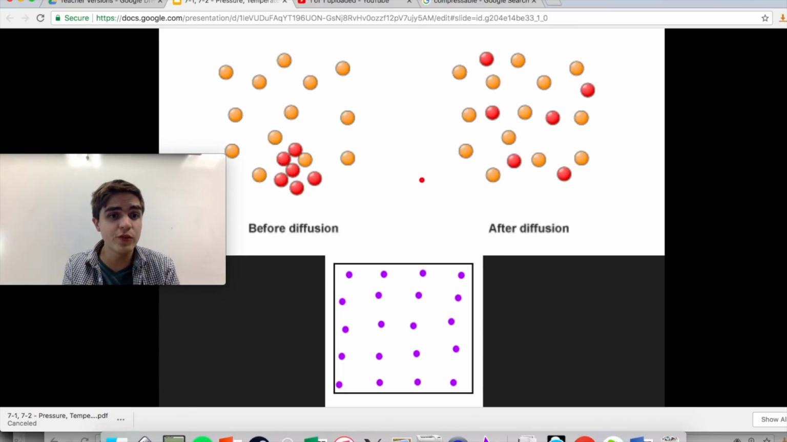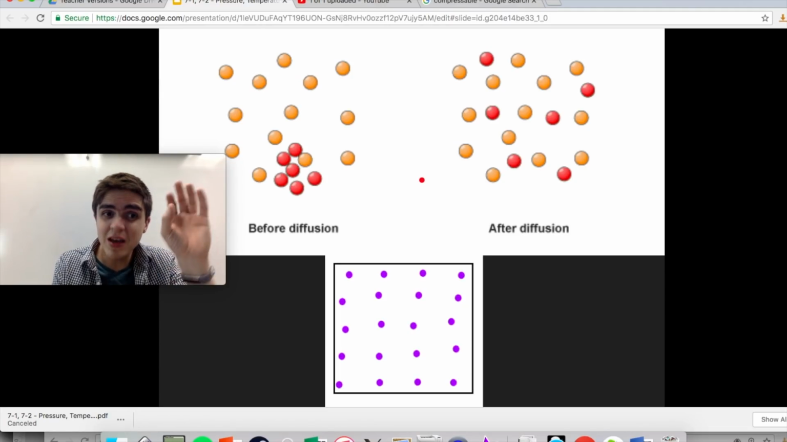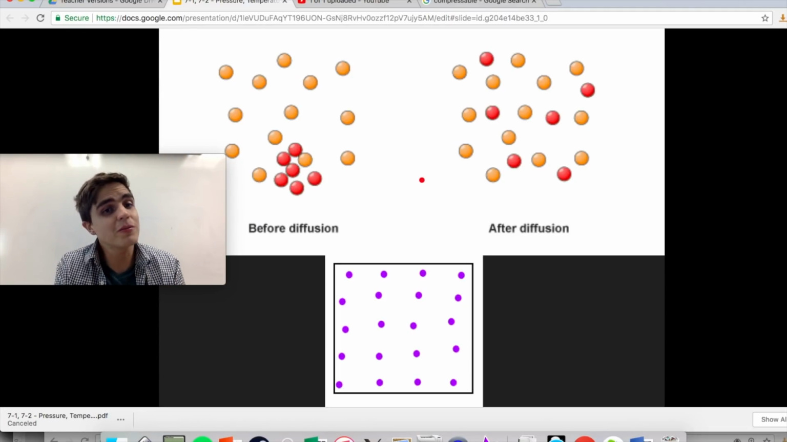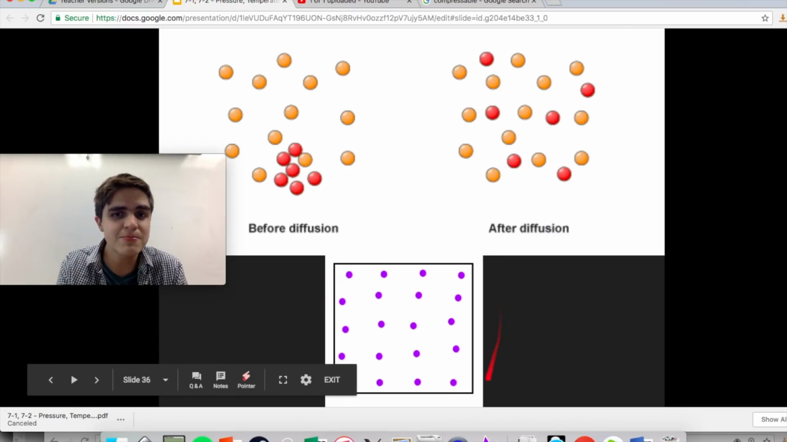Diffusion is really useful in a lab because it lets us know that over time, a gas particle is going to be uniformly mixed because it will naturally diffuse until it is perfectly mixed. So this is as diffused as possible in the bottom, or close to it.